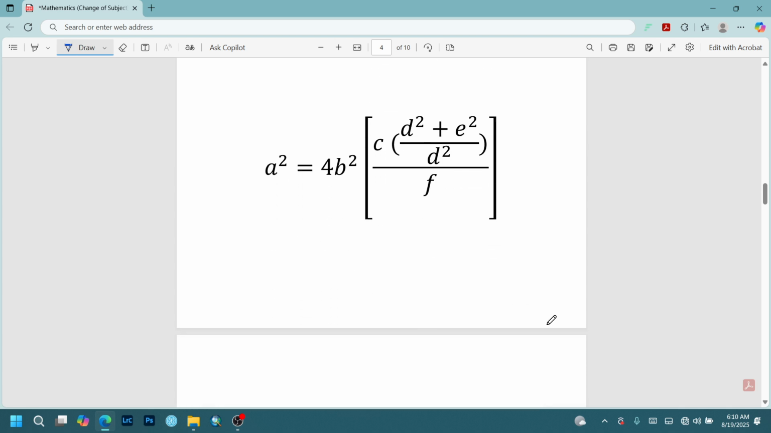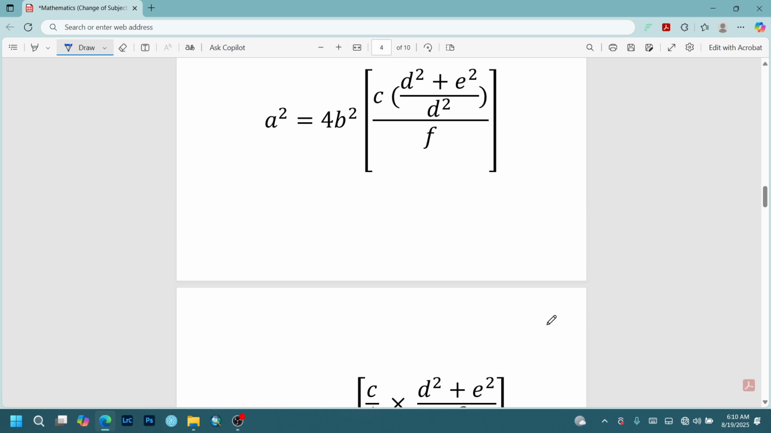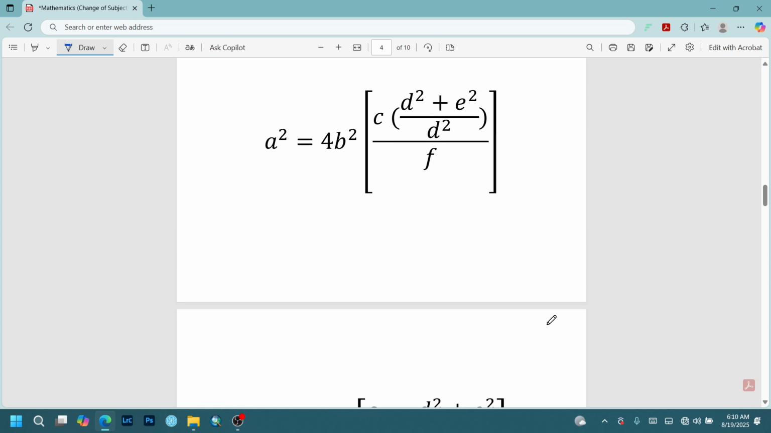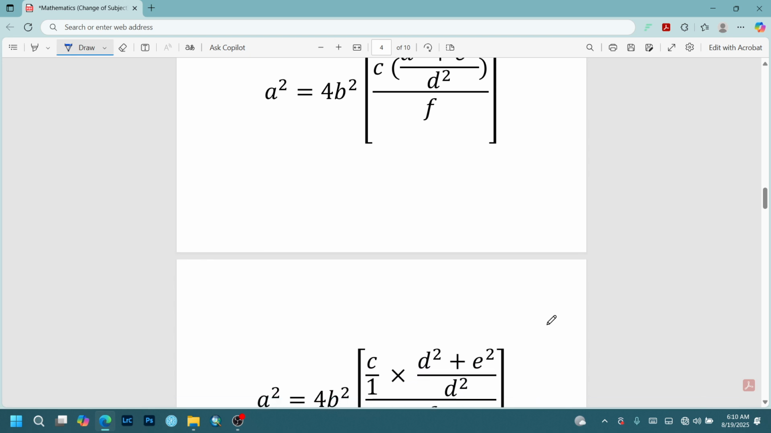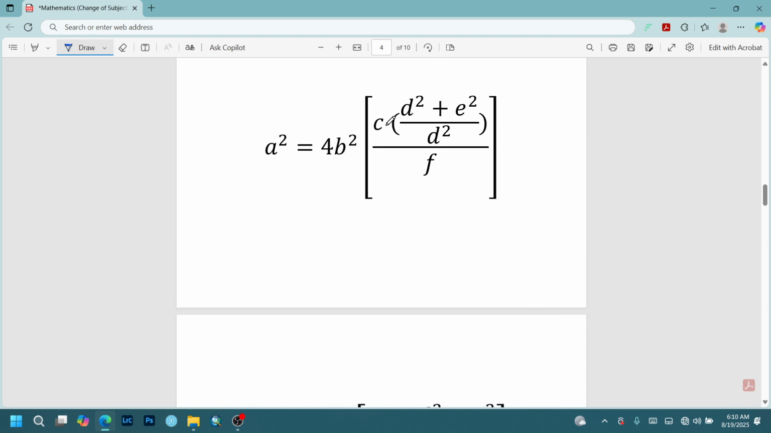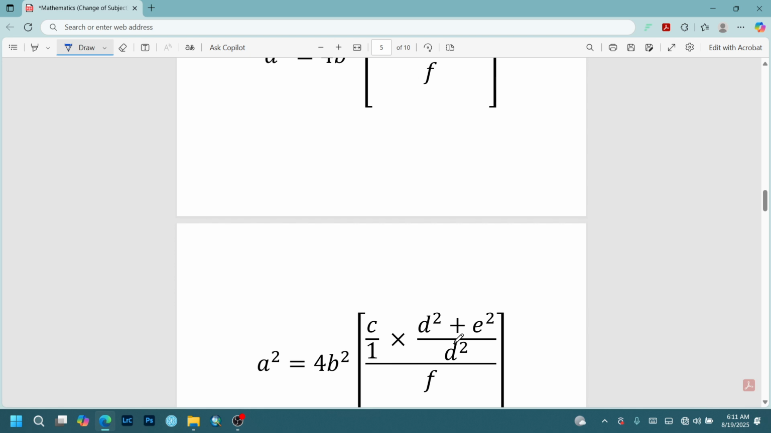So simplifying further, we are going to have a² = 4b² multiplying the fraction c (d² + e²)/d², all over f. As I explained earlier on, every number is divisible by 1, so it has an invisible one. C has an invisible one here, so multiplying the entire fraction gives us c/1 multiplying (d² + e²)/d².